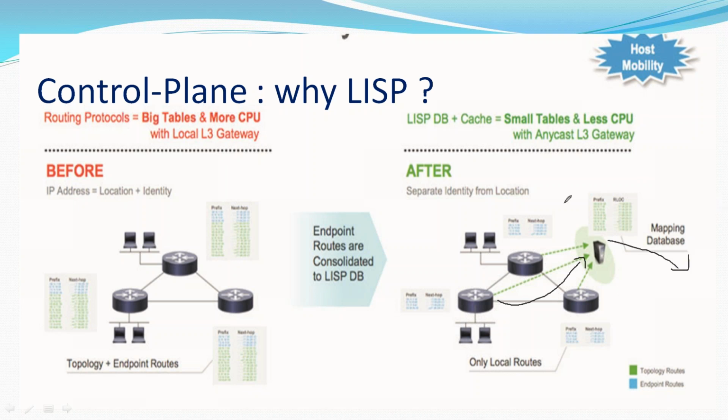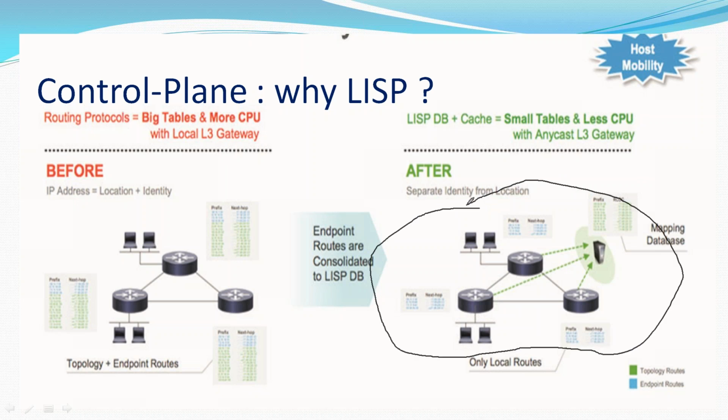So this way, if you do this particular methodology, that is LISP, you can reduce the size of the routing table. That means your CPU process cycles will be reduced, because all this routing information has to be processed via the CPU. That is the first thing, because initially you have big tables and more CPU with the local L3 gateway. Now you are reducing the size of the local routing table, so that's why you're reducing the CPU, plus you are using the anycast one to the nearest L3 gateway. So this is a very efficient way to do the routing, and in terms of DNA, this is the DNA control plane.